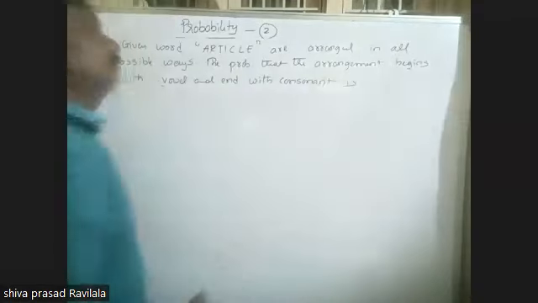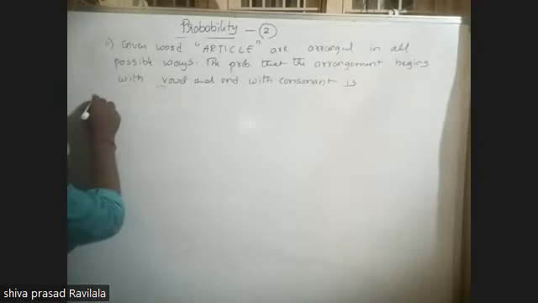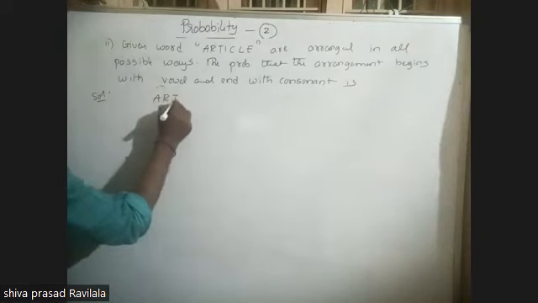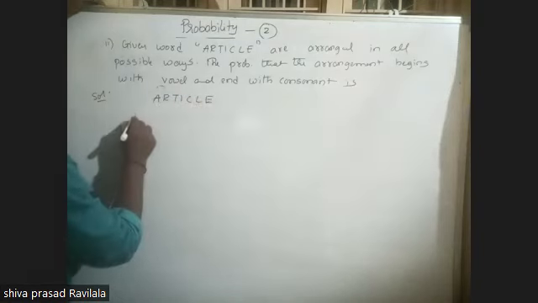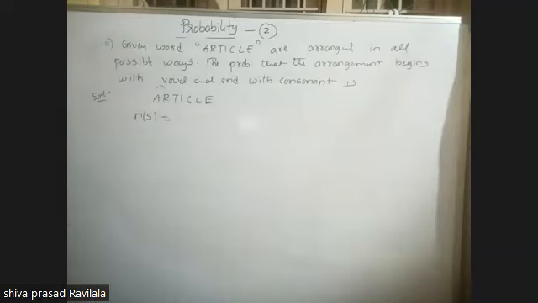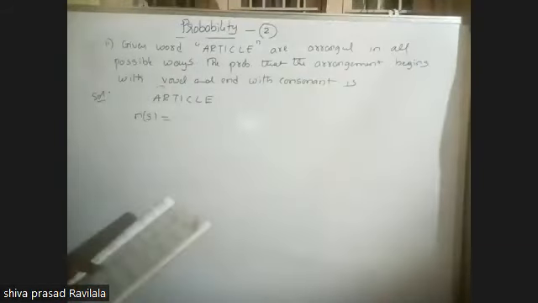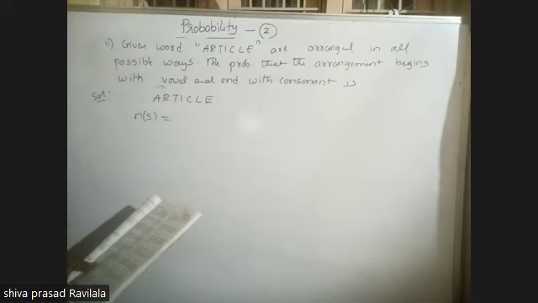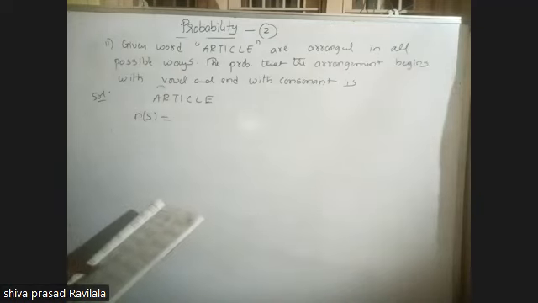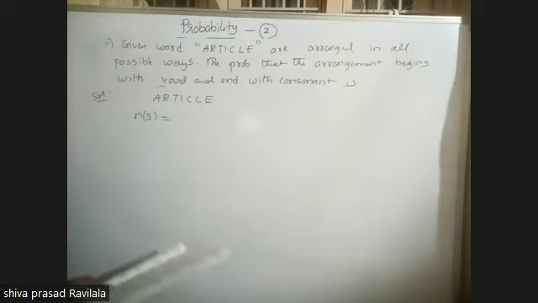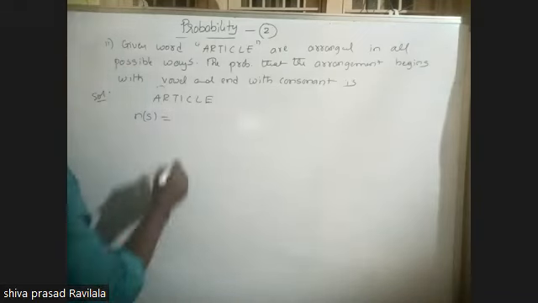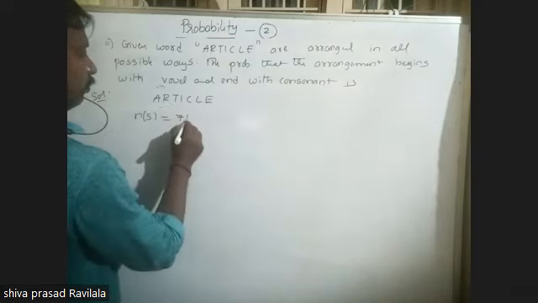Here what is n(S)? What is the given word? ARTICLE, A-R-T-I-C-L-E. At random, all the letters of the word ARTICLE are arranged in all possible ways. The probability that the arrangement begins with vowel and ends with a consonant. n(S) is equal to total 7 letters, so 7 factorial.